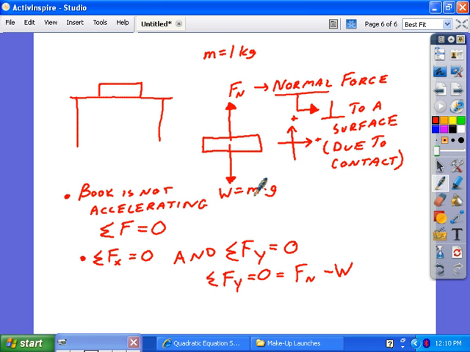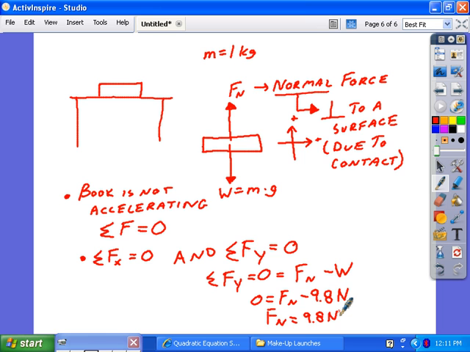Alright, weight is mass times gravity. 1 times 9.8 is going to give me 9.8. So, 0 equals normal force minus 9.8. And for review, the units on those are going to be newtons. So that tells me that my normal force, when I solve this out with algebra, is going to be 9.8 newtons.